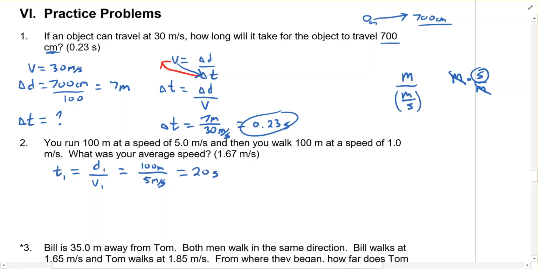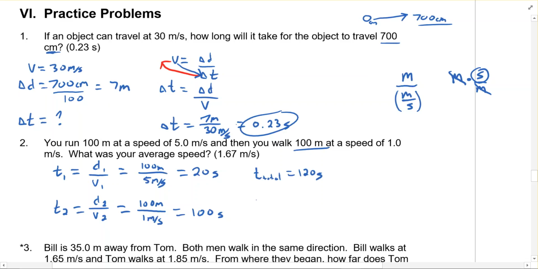Okay, so I got T1, now I need T2. T2 is going to be D2 over V2. So okay, D2 was 100 meters again, over 1 meter per second. So that's going to be 100 seconds. Okay, so we've got T1 and T2. We just need to add them together to get our total time. So T total is equal to 120 seconds. I just added those two together.